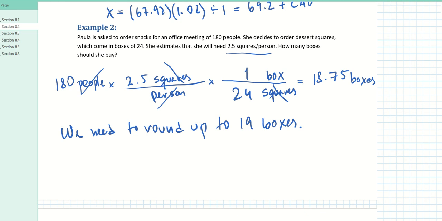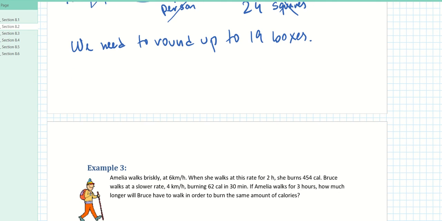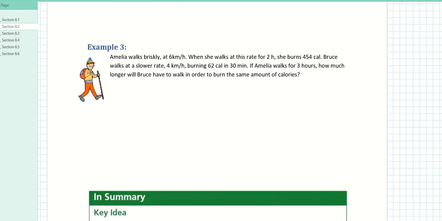So the last example, again, these are just problems that deal with rates, and I hope a lot of this is reviewed from your junior math courses. Let's take a look at the last one here. This one says Amelia walks briskly at 6 kilometers per hour. When she walks at this rate for 2 hours, she burns 454 calories. Now, Bruce walks at a slower rate of 4 kilometers per hour, burning 62 calories in 30 minutes. If Amelia walks for 3 hours, how much longer will Bruce have to walk in order to burn the same amount of calories?